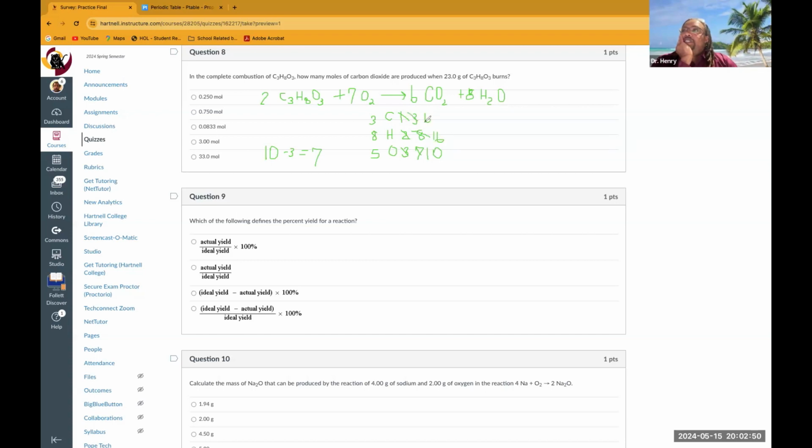We have 6 carbons, 16 hydrogens, and we have 6 plus 14, so that's 20. So that's 12 plus 8, so that'd be 20 oxygens. Okay, so now we got it balanced. Next part.